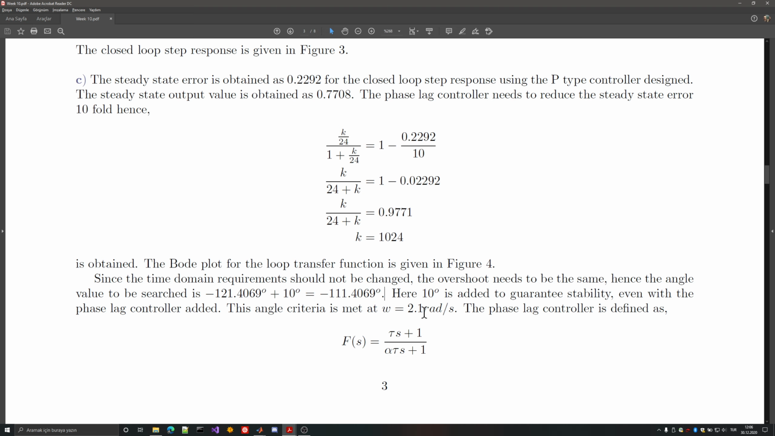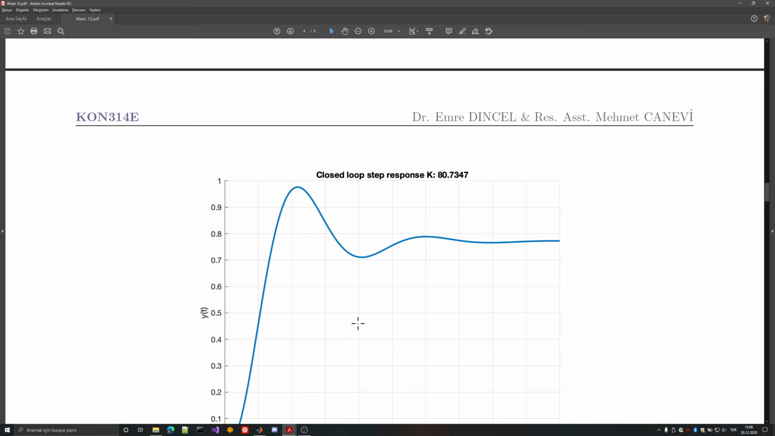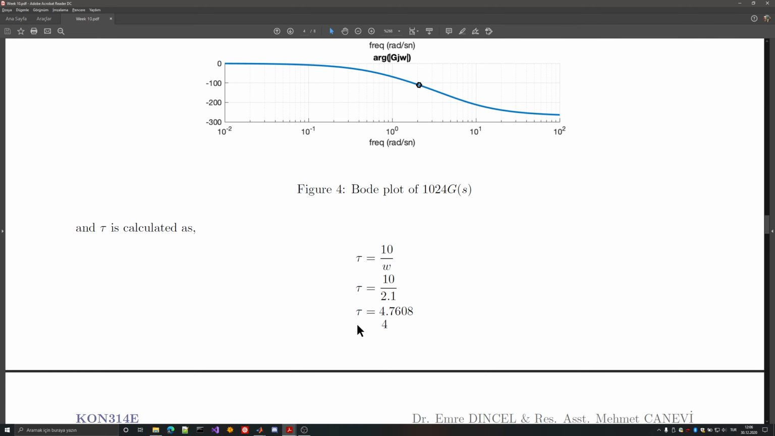Of course you can go ahead and use only a P-type controller, but if you use a phase lag controller, that will obviously work better than the P-type controller. We can add 10 degrees to the stability, and the point where k times G(s) satisfies this angle is 2.1 radians, and using this I will get some values about that.